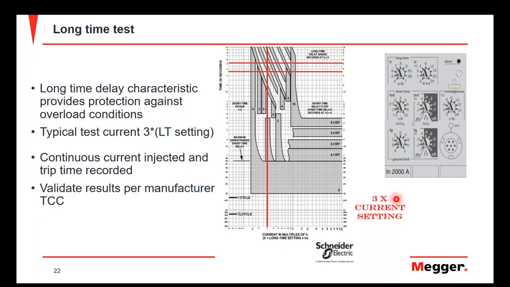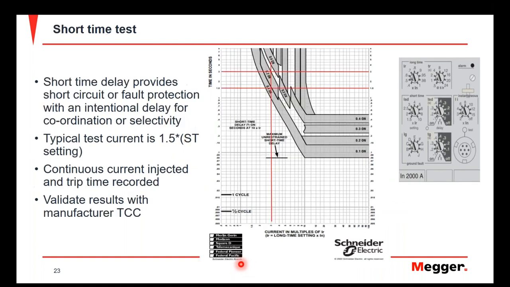So if we're going to test at 3 times of the setting, then we're going to push 3000 amps continuously until the breaker trips. And the breaker should fall, due to the fact that we have a delay band of 1, within this time reference from the time current curve. If it falls outside of this time current curve, then we need to do some troubleshooting to evaluate what's going on with our breaker.